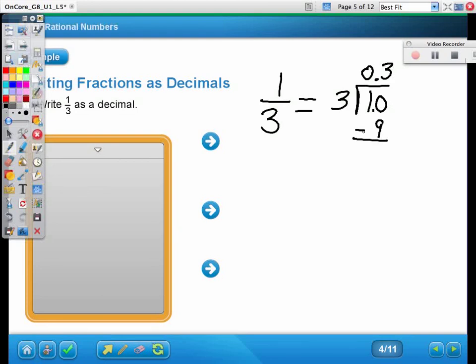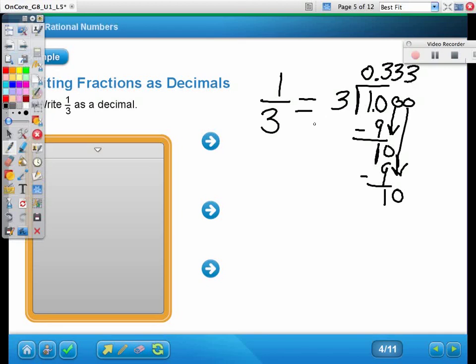Subtract, bring down. Oh, we have a 10 again. 3 goes into 10 3 times. Multiply back, subtract, bring down. And you're going to see a pattern here that the 3's will go on forever and ever and ever. We call this a repeating decimal.